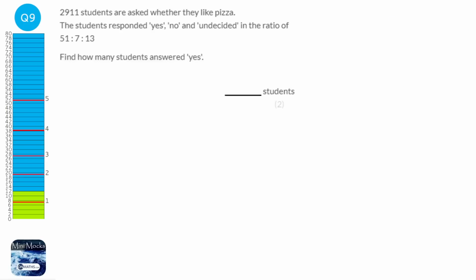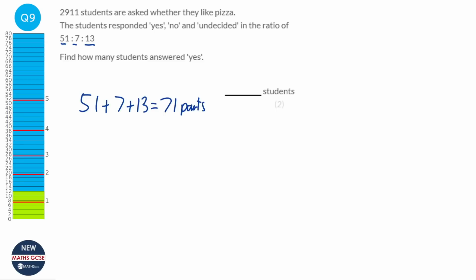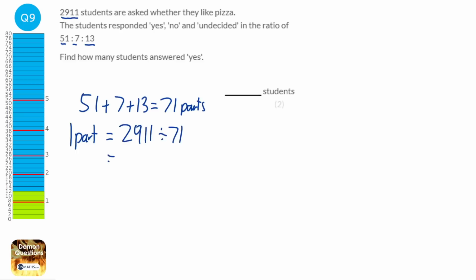We've got to first of all work out how many parts there are altogether in our ratio. So we've got 51 saying yes, 7 saying no, and 13 undecided. So altogether, we've got 51 plus 7 plus 13, which is 71 parts. Now each part is equal. So to find out the value of one part, we're going to do how many students there are, which is 2,911, and divide it by the 71. One part's worth 41 students. So each one of those parts in the ratio is 41 students.